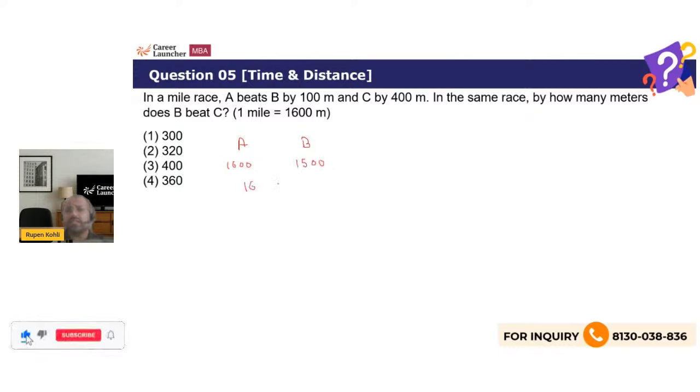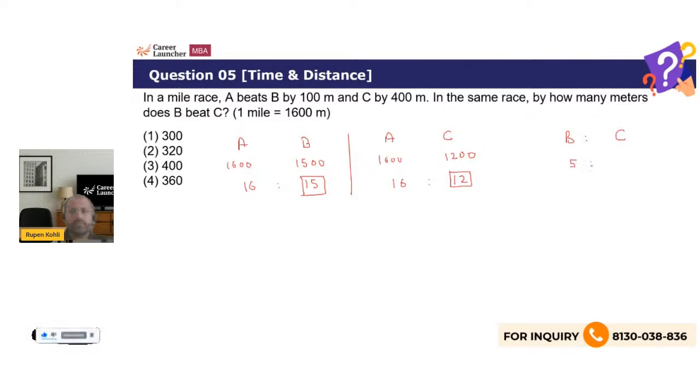So the ratio of their speeds is 16 is to 15. And on the other side, between A and C, when A has run 1600, C is 400 meters behind, so he has run only 1200. So I'll just write 16 is to 12, although I can write 4 is to 3 also. But the point is 16 is common. So we can now observe that the ratio of the speeds of B and C is 15 is to 12, or 5 is to 4, right? 5 into 3, 4 into 3.